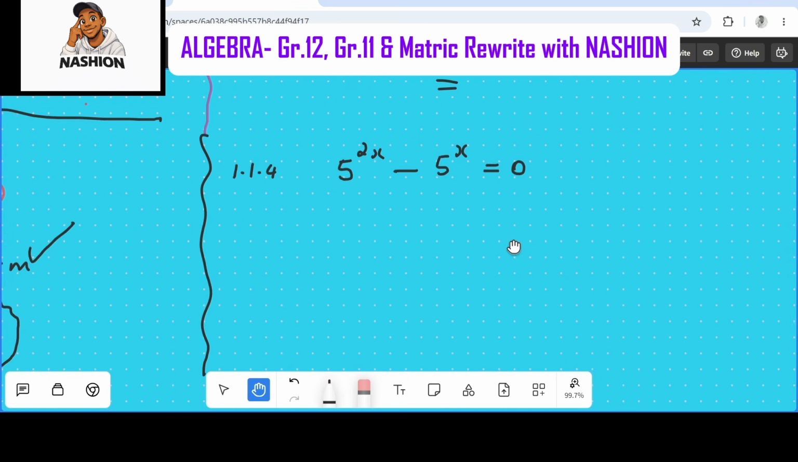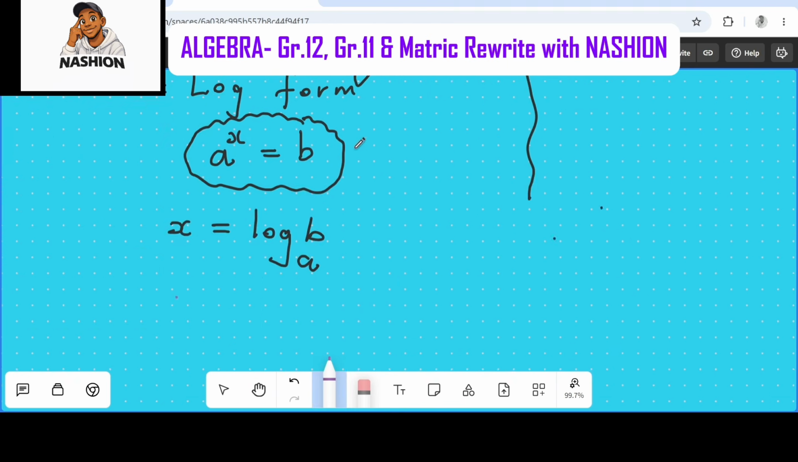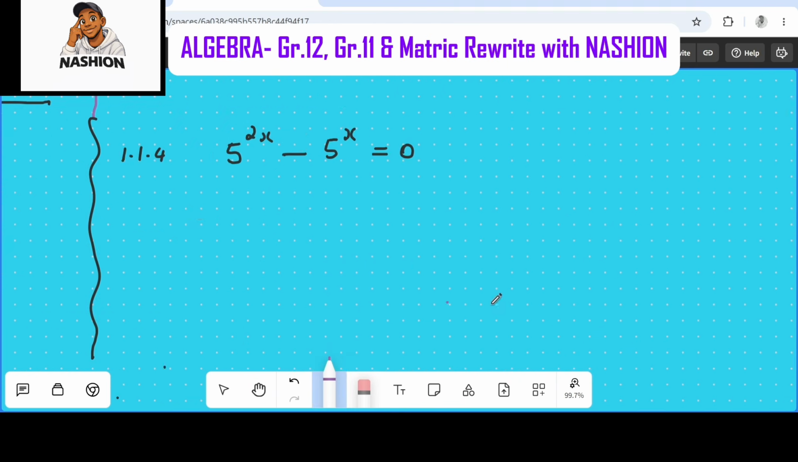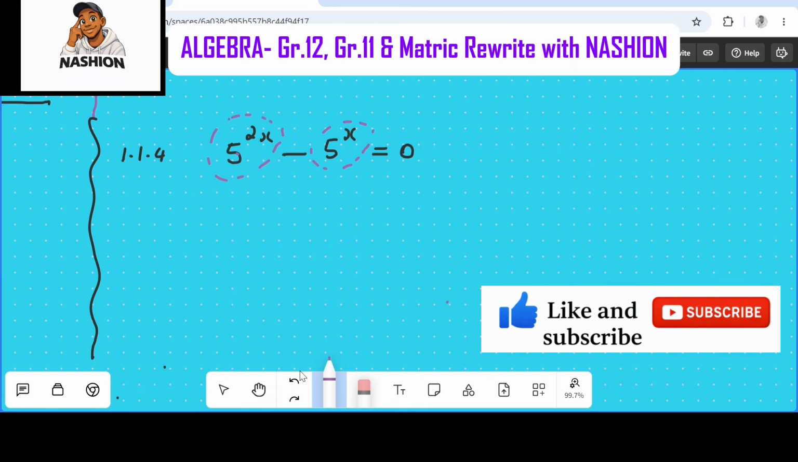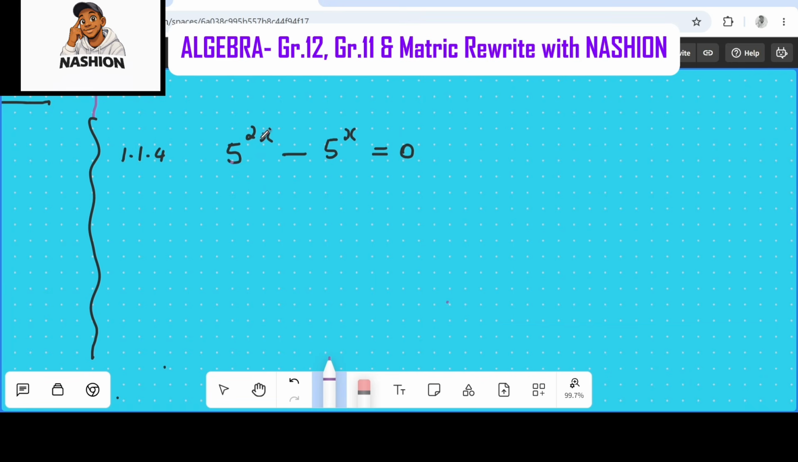Let's take the same question 1.1.4, which is this one, and write it firstly in this form. Let's see, how do we do it? So many ways to do it, but what I see immediately here is that we have two terms, guys. So this is term 1 right here, and this is term 2. And in maths, whenever you have 2 or more terms, you have to check whether factorization is possible. In this case, I see there is a common factor, which is 5 to the power x.